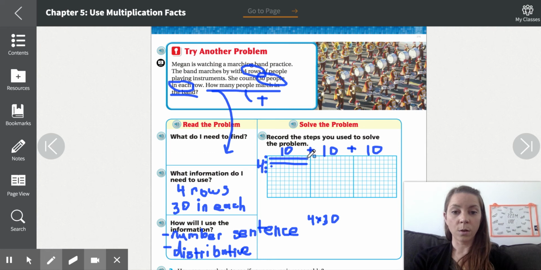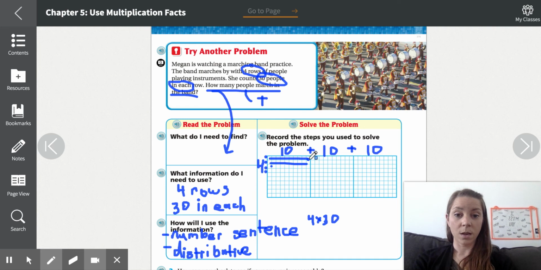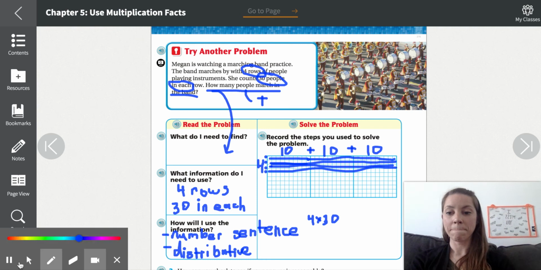You could also think of it if you wanted to do 4 times 30, this whole thing is 30. 10, 20, 30, right? So 1 row of 30, 2 rows of 30, 3 rows of 30, 4 rows of 30, okay?